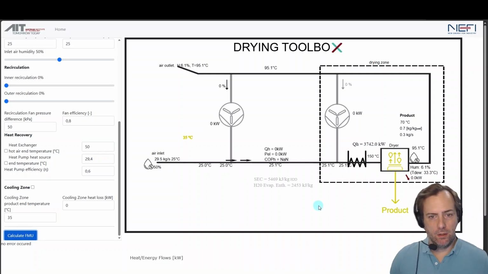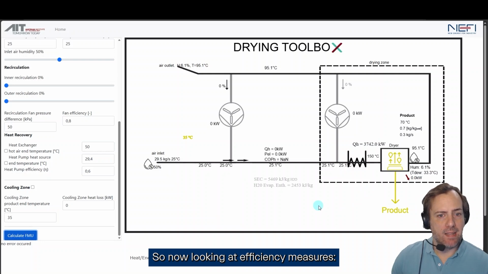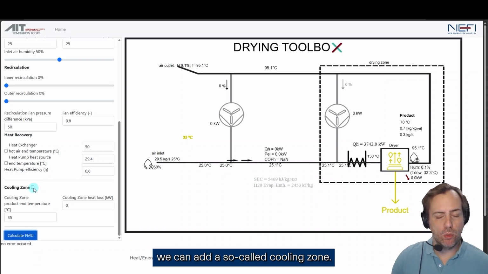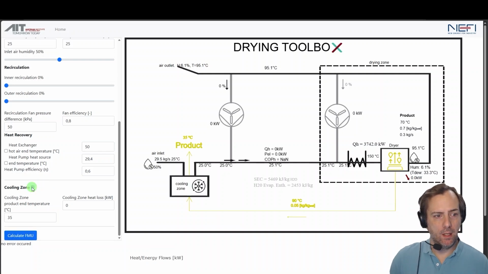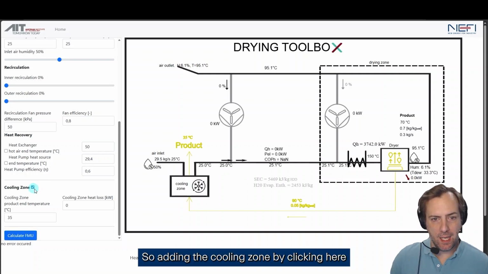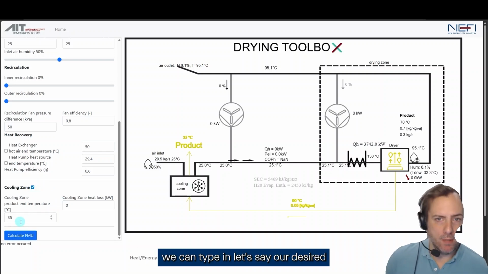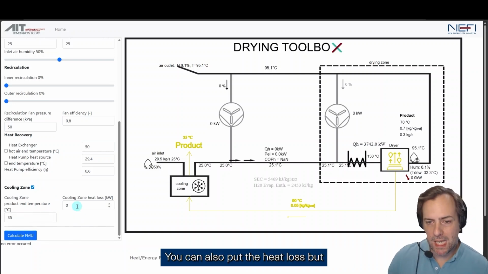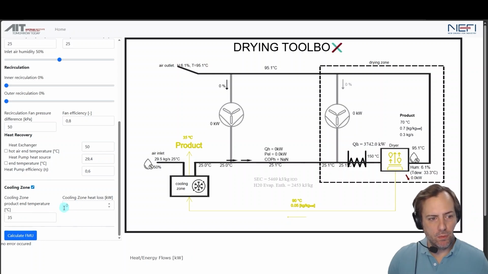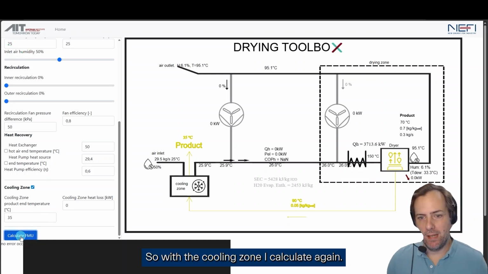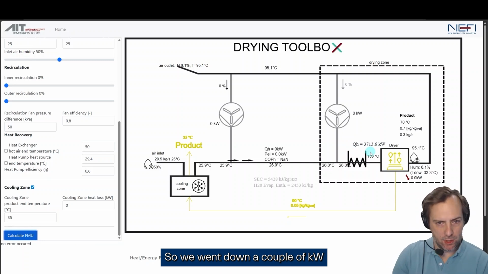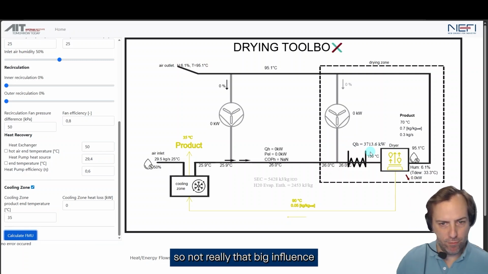Yeah? So now, looking at efficiency measures, what we can do at first place, we can add a so-called cooling zone. Yeah? So adding the cooling zone by clicking here, we can type in, let's say, our desired product outlet temperature after that, so 35 degrees. You can also put the heat loss, but I don't do that there. So with the cooling zone, I calculate again. So we went down a couple of kilowatts, so not really that big influence.